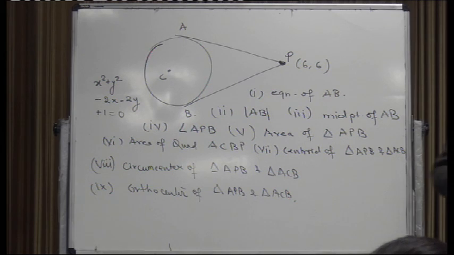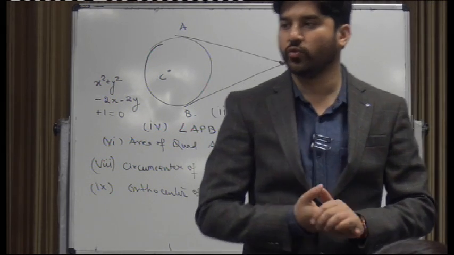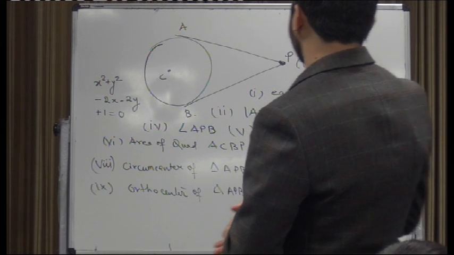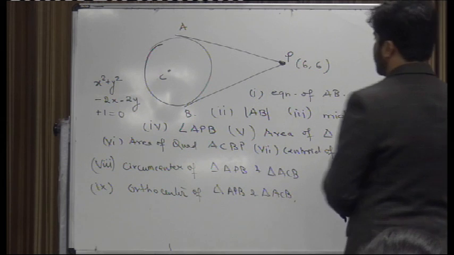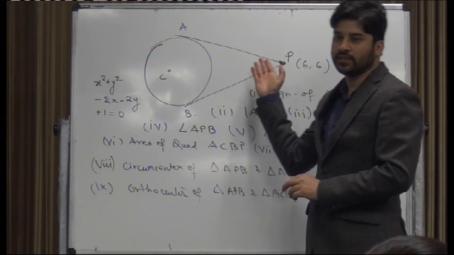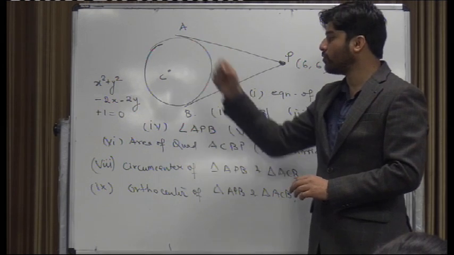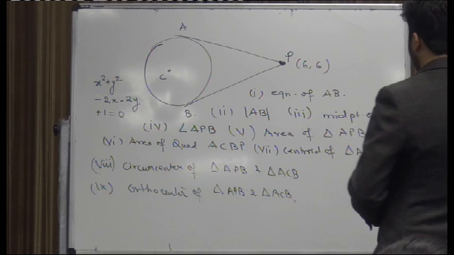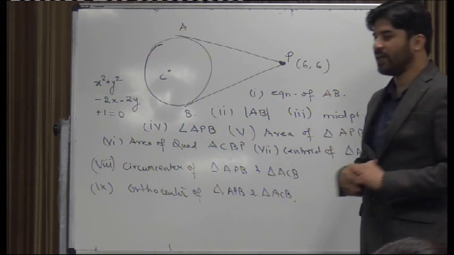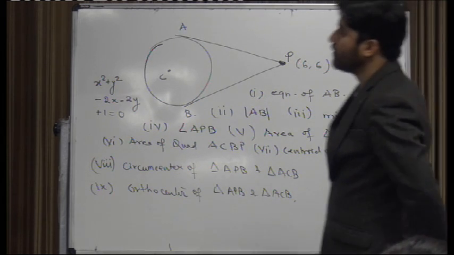So you have a circle whose equation is x square plus y square minus 2x minus 2y plus 1 equals 0, right? Now you have a point (6, 6) lying outside the circle, and you have drawn two tangents. The points of contact are A and B. So the first question is you have to find the equation of AB. So how to find the equation of AB?